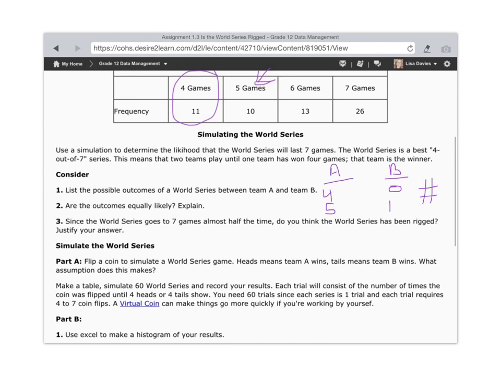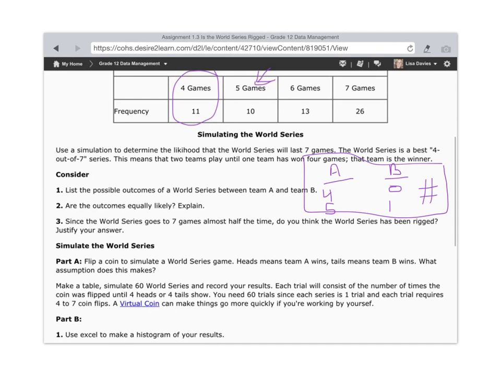So you have to judge by the probabilities based on the number of outcomes for the series going to 6 games or 7 games, etc., whether or not it's reasonable that there could be a probability of 50% of the series going to 7 games. So in that case, you're going to justify your answer, and then you're going to move down to simulate the World Series. So in a case where you can win or lose, you could just flip a coin to simulate that. In other words, to show how that would work.